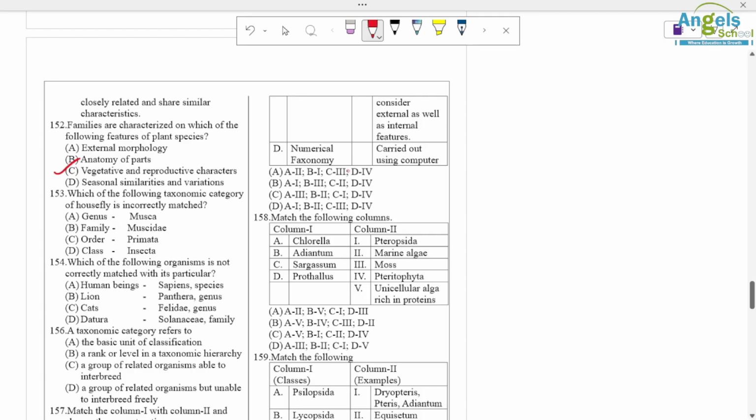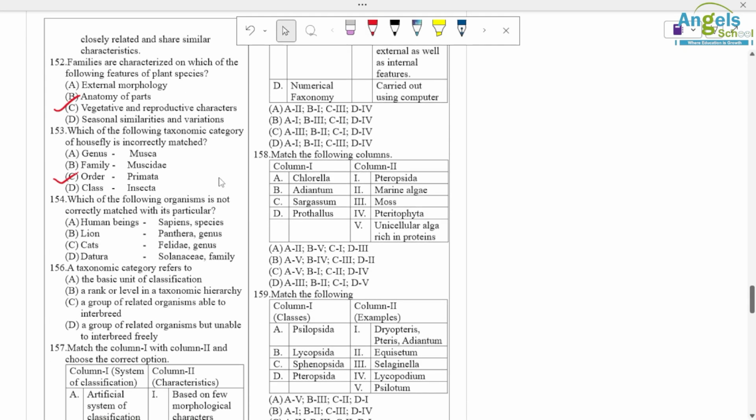Which of the following taxonomic categories of housefly is incorrectly matched? So housefly genus Musca is correct, family Muscidae is correct, order Primata is incorrect, that is the correct option, the answer, and class Insecta is also correct. Okay, so incorrectly matched is option C.